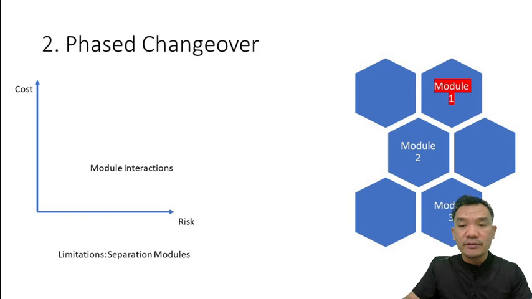Second is phase changeover. The assumption of this one is that your system can also be divided into modules such that implementation can be divided into different aspects of major divisions, such as for this one.